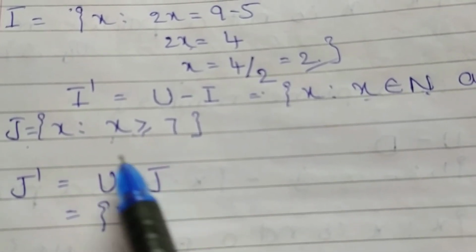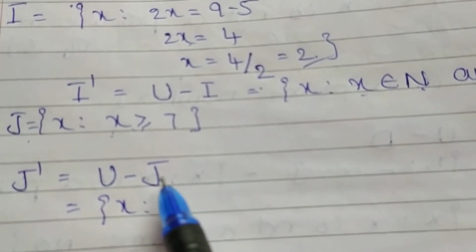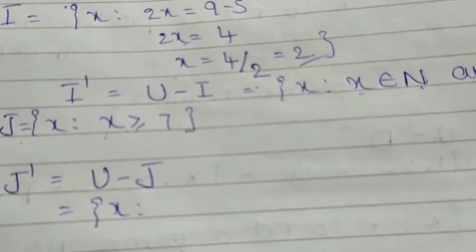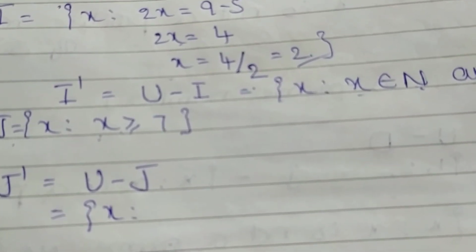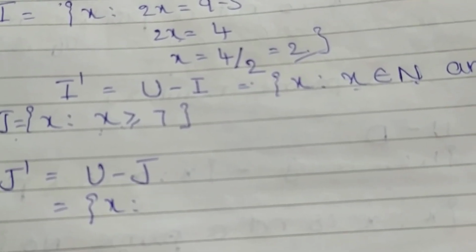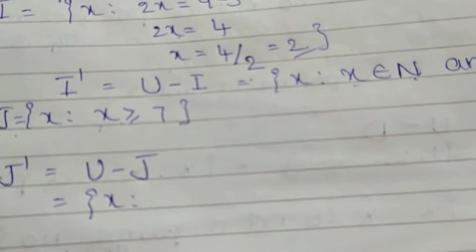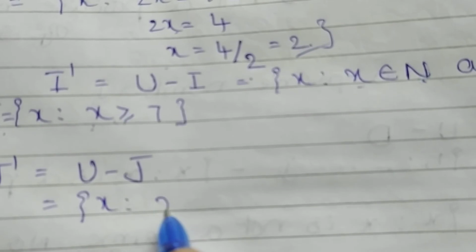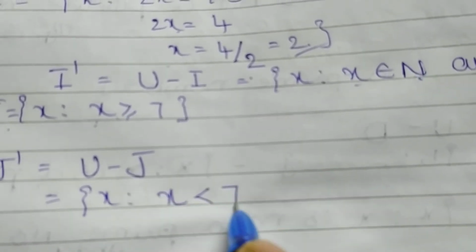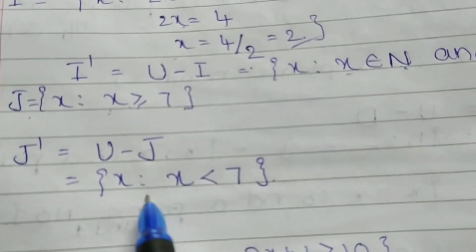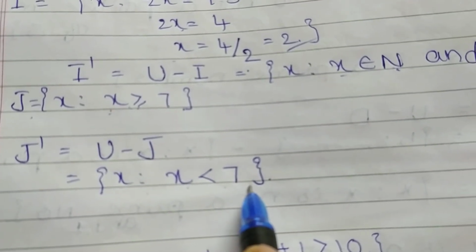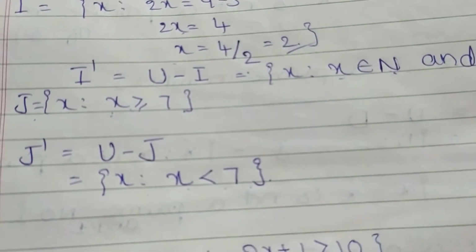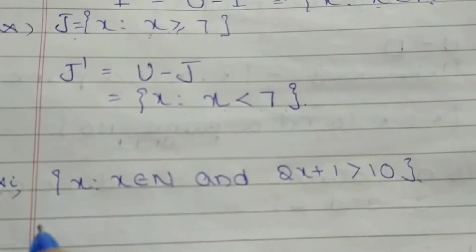If I remove from the universal set such elements like 7, 8, 9, 10, 11, 12, and so on, from the 1, 2, 3, 4, and so on, what am I going to get? Other than these elements in the set J, all the remaining elements, that is, x such that x is a natural number and x is less than 7. Like x equals 1, 2, 3, 4, 5, 6. These numbers will be coming in this.